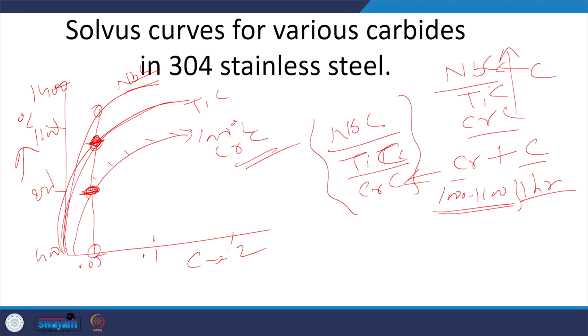Okay. But on the other hand, if there are TiC and NbC, they need a much higher temperature to get dissolved. So, this will be creating another kind of trouble. That is what we will be seeing in the form of knife line cracking.